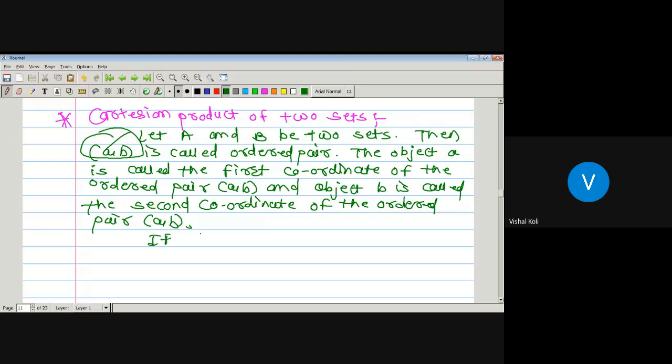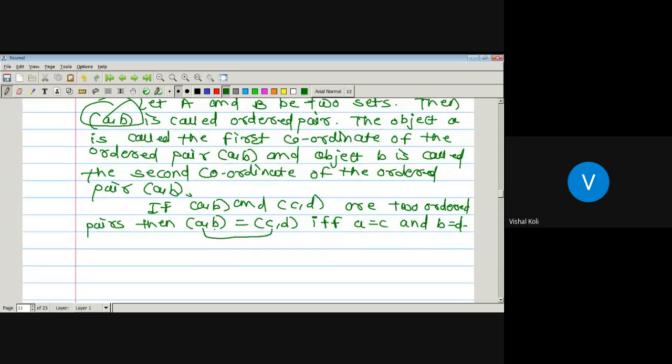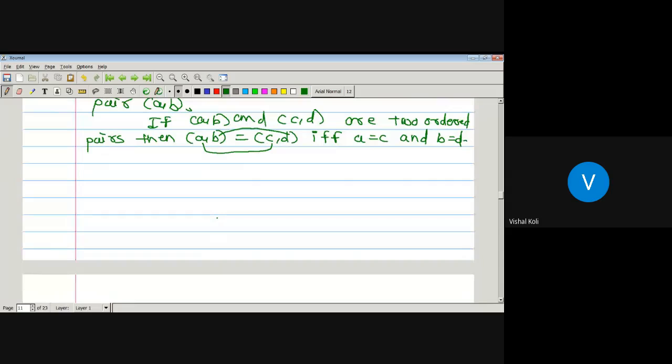If (a, b) and (c, d) are two ordered pairs, then the ordered pair (a, b) is equal to the ordered pair (c, d) if and only if a equals c and b equals d. So the two ordered pairs are equal if and only if the first coordinate of (a, b) equals the first coordinate of (c, d) and the second coordinate of (a, b) equals the second coordinate of (c, d). Then only it is possible that the corresponding ordered pairs are equal, otherwise it is not possible.